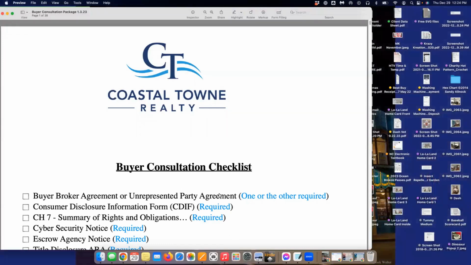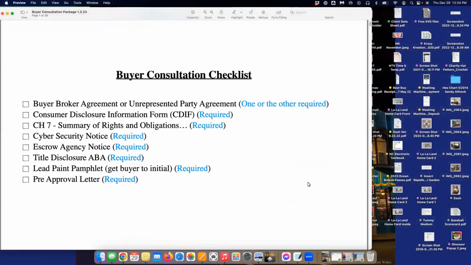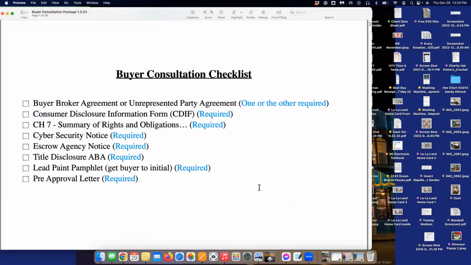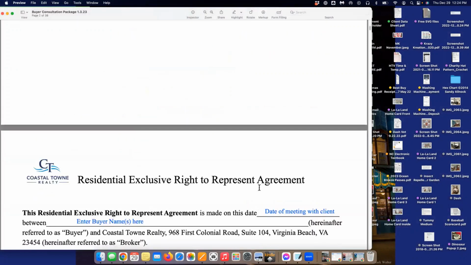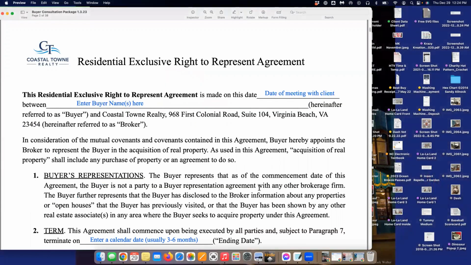Hi, everyone. Today we are going to go over the buyer consultation checklist. Here is your checklist. It includes the list of all the documents that are required for your buyer consultation. We'll start with the buyer brokerage agreement, which is the residential exclusive right to represent agreement.